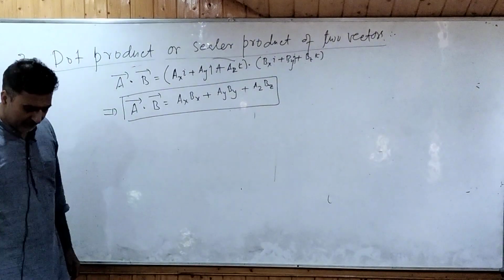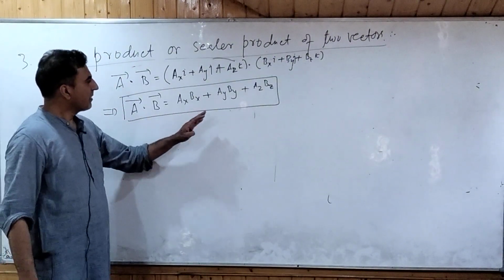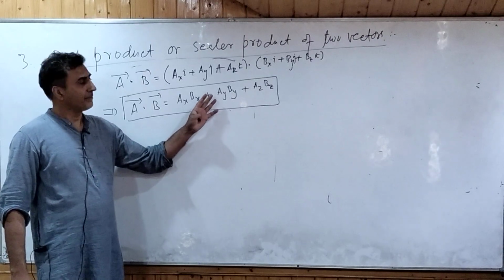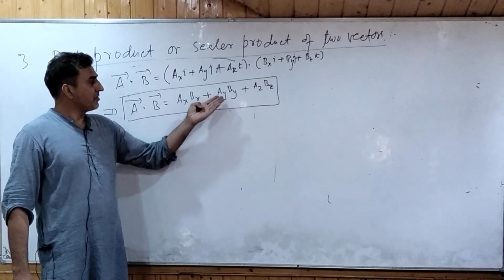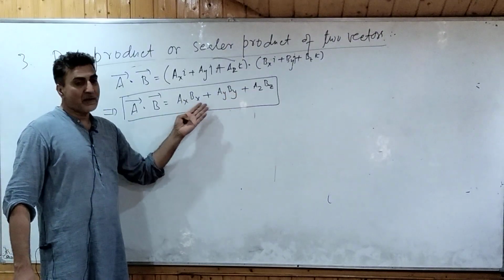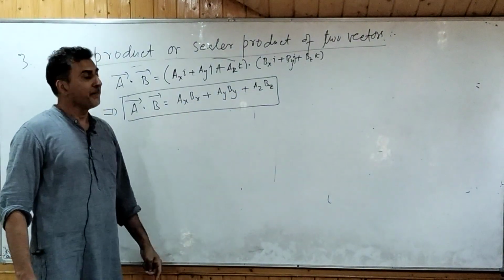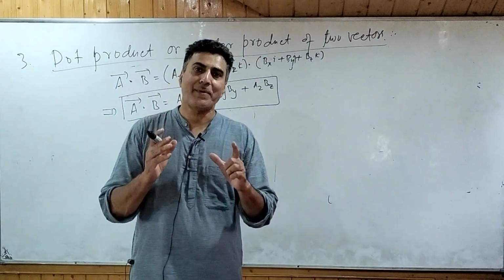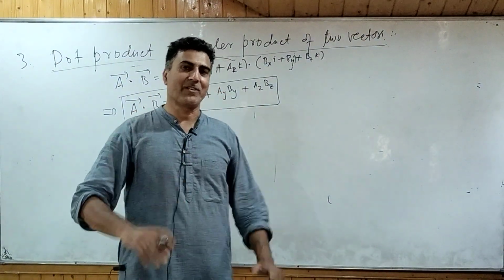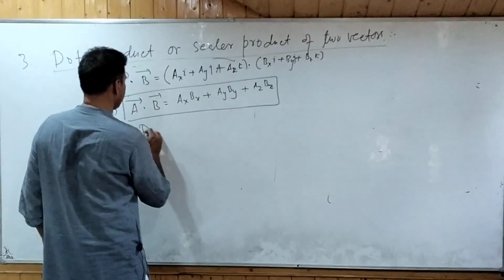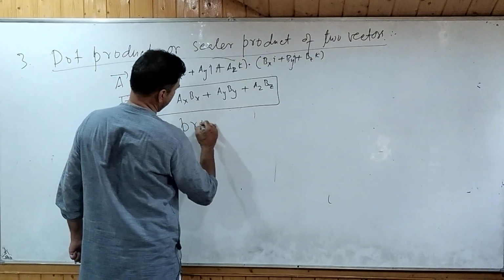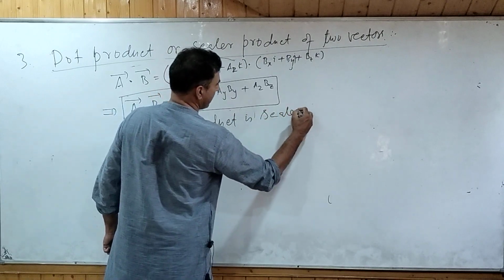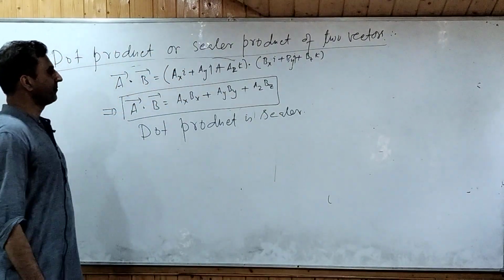What does the formula indicate? The formula indicates that there is no i, j or k on the right side. Obviously, there is no i, j or k on the right side of the dot product. What does that mean? That means that dot product is a scalar quantity. Dot product is scalar.